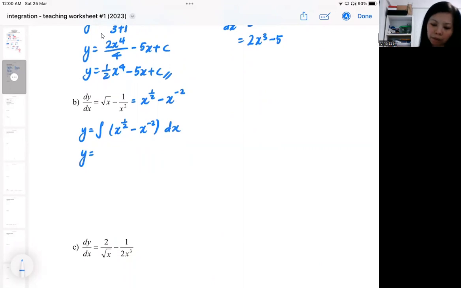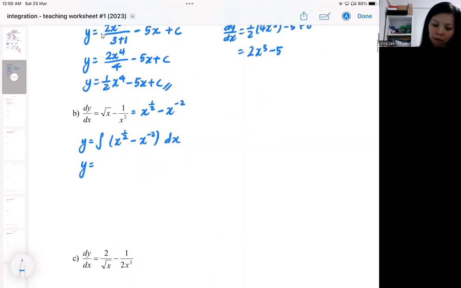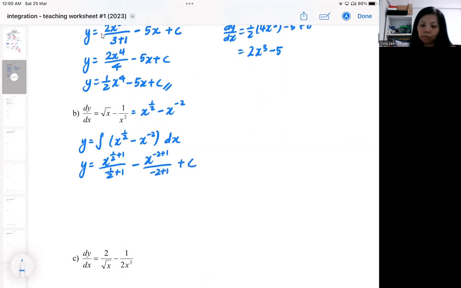So when I apply my formula, I will return the power, divide by the new power. Same thing, I return the power, I divide by new power. So only one constant. Okay, then simplified it. It's not going to look very nice. So you are dividing by 3 over 2. So you realize that it doesn't look very nice.